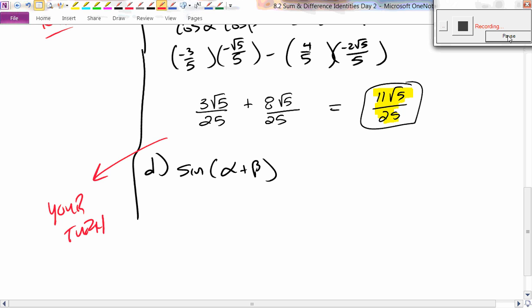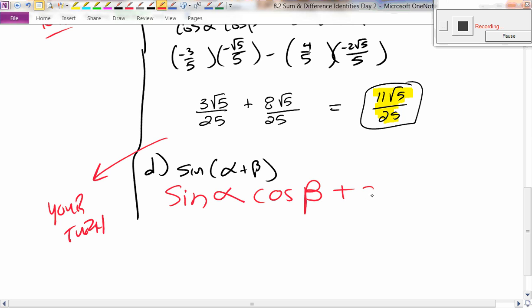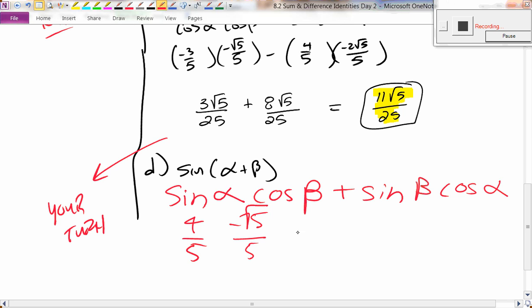Okay, so what I did is, since it's a sine problem, it would be sine of alpha cosine of beta, and since it's a plus, they're the same, since it's a sine function, and then sine of beta cosine of alpha. So then, if you look back at what those equal, it is 4 over 5 times negative rad 5 over 5 plus negative 2 rad 5 over 5 times negative 3 over 5.